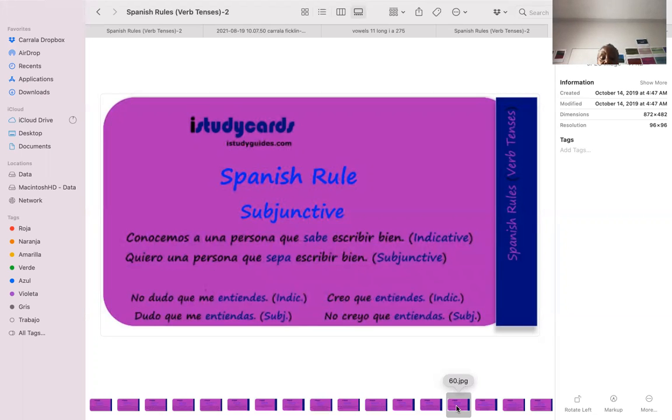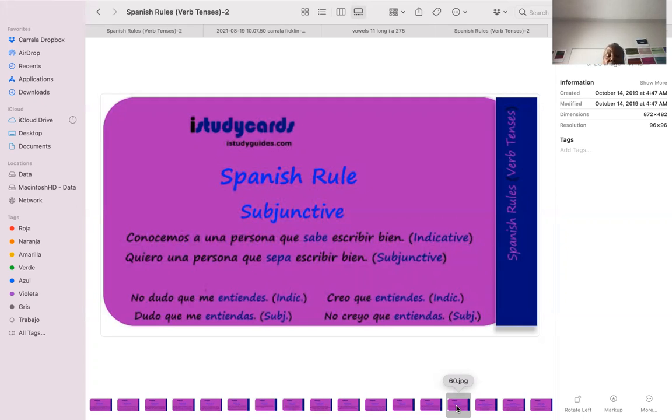Now let's look at the indicative versus the subjunctive. Conocemos a una persona que sabe escribir bien. That's a fact. I know someone who's able to write well. I mean, that's a fact. Either you do or you don't, but you're not telling the person what to do. You're not wishing or desiring. You're just giving me a fact.